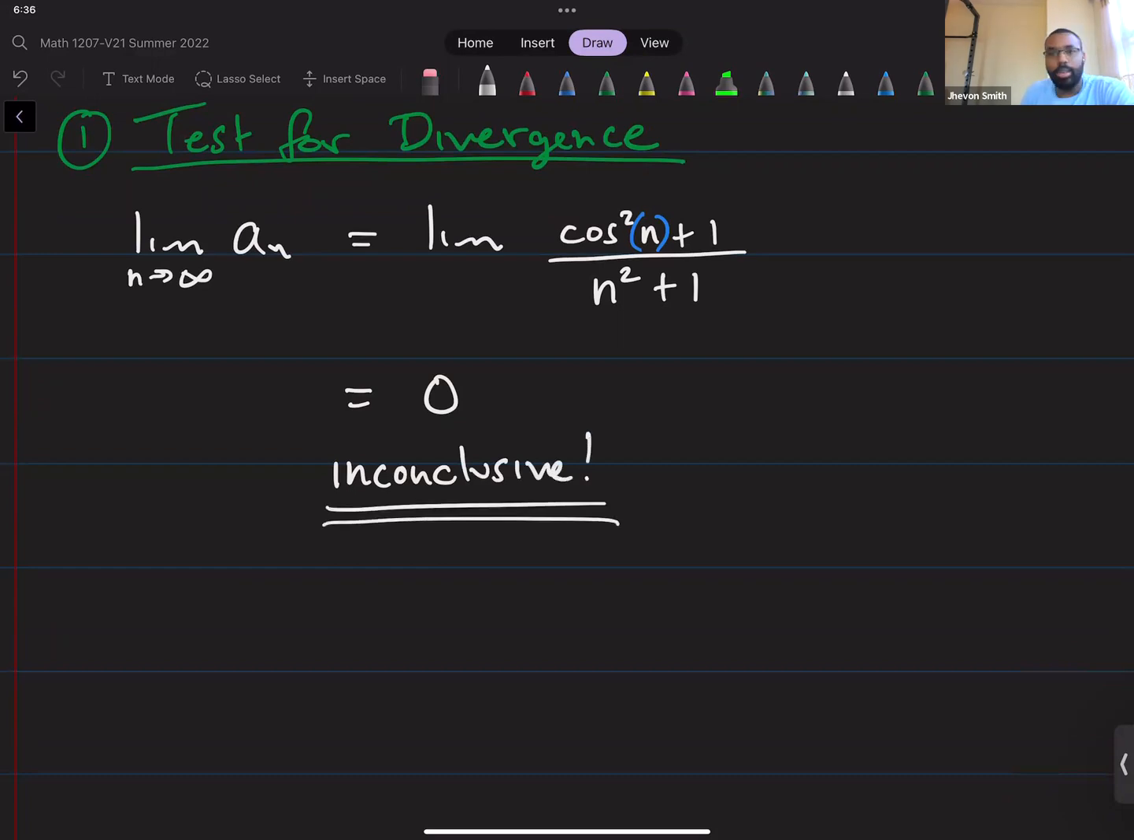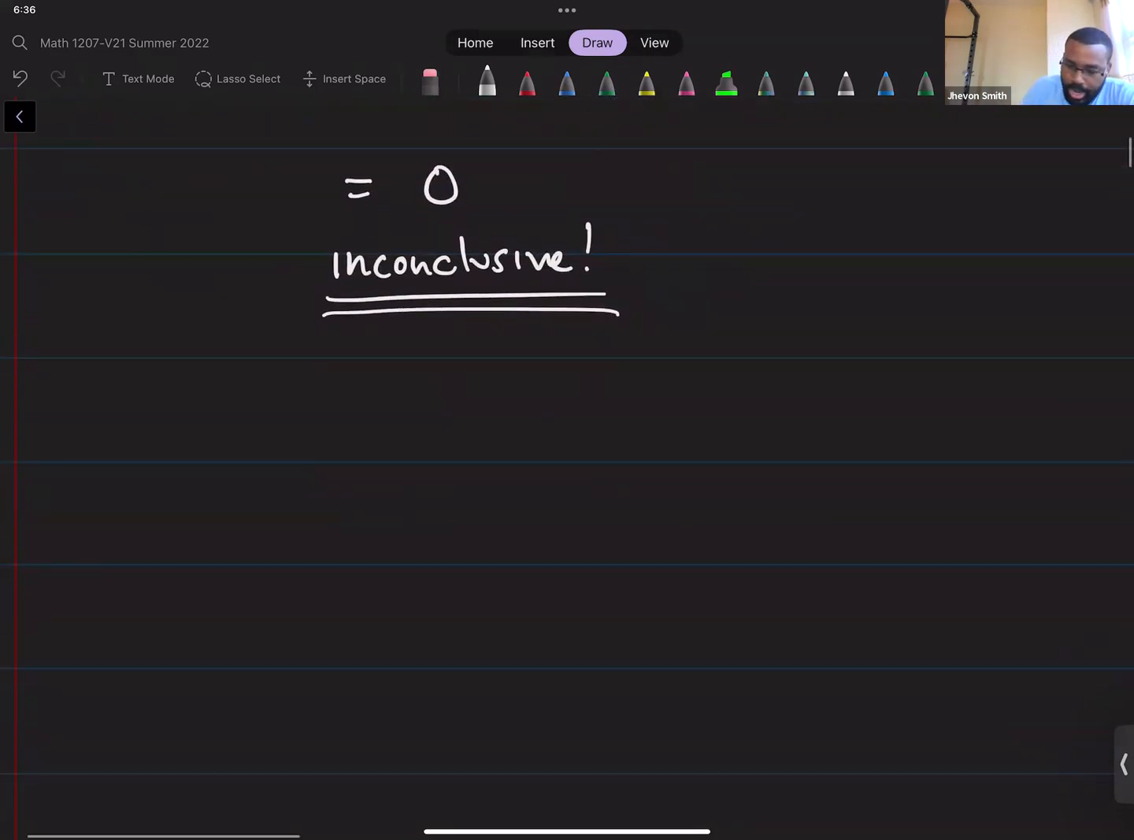Okay, so test for divergence didn't help us here, but in theory, this should be something that shouldn't take a long time to check. Your cosine, the biggest it can be is 1. So the maximum this is like 2 over n squared plus 1, which obviously goes off to 0. So it's very quick to see that this limit would go to 0, but it doesn't really tell us anything. If it was not 0, we would be done with this entire problem. We would just say this thing diverges, and then we move on. But in this case, it's 0, so we can't really say anything. So you move on to the next part.